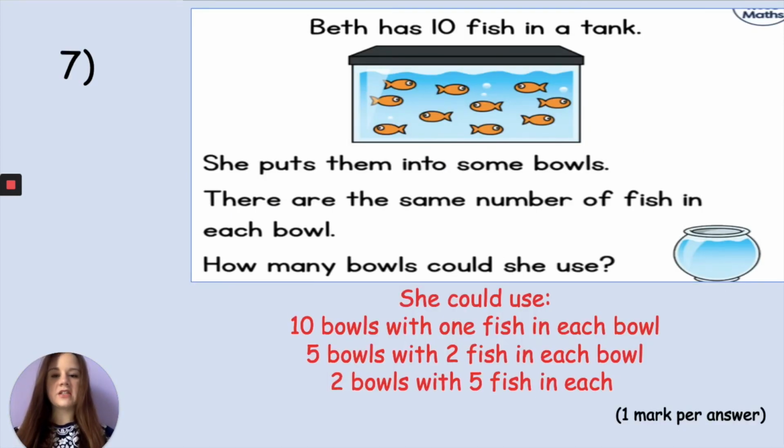Beth has 10 fish in a tank. She puts them into some bowls. There are the same number of fish in each bowl. How many bowls could she use?